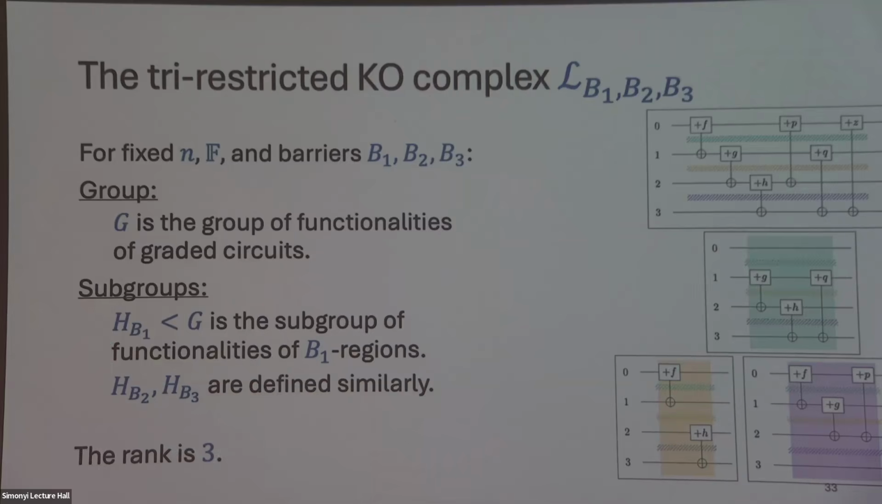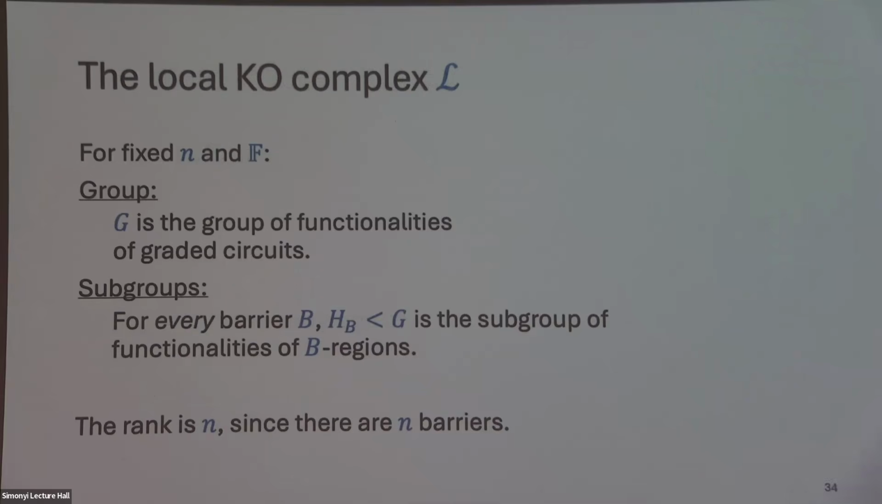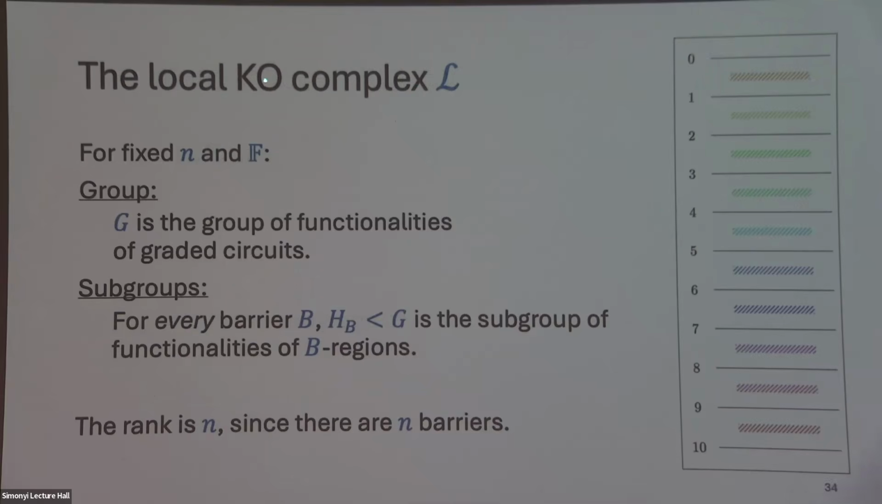So this lives in SL4. This example would live in SL4, yeah. It will be only upper triangular. But this is a local version of the entire complex. The full local version of the complex is, instead of only having three barriers, consider all possible barriers. This is still upper triangular, but now it's an n-dimensional complex if there are n+1 wires.